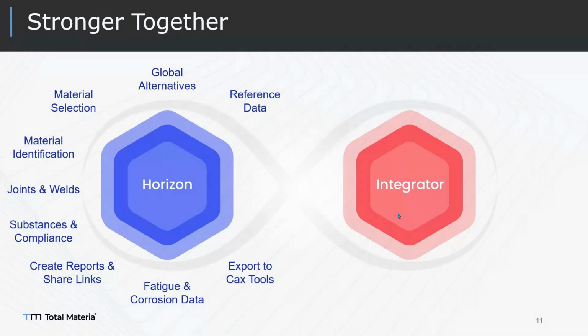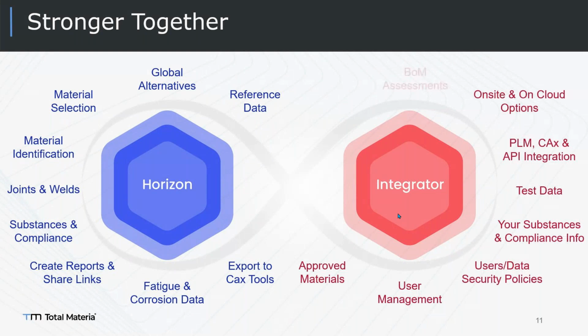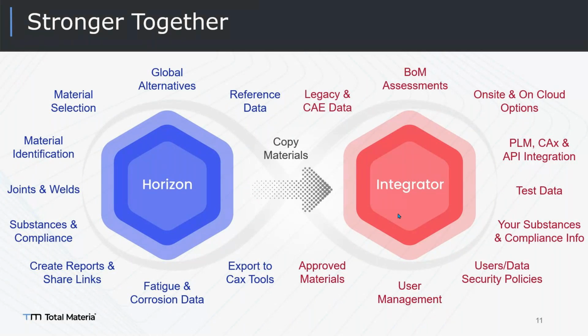So just reference data. But with Integrator, I'm just going to go through this quickly just to make sure we have enough time for the demo. So one important thing is you could copy data from Horizon into your own instance, but just having that list of approved materials and also integrating that data with your systems could go a long way. We have also on-site and on-cloud options to make sure that your information is safe.